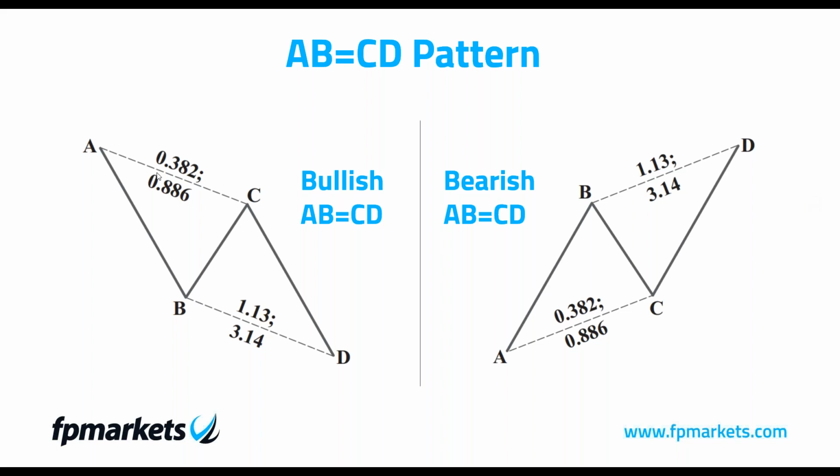So look, as I said, the A to B leg and the C to D leg should be of the same length. That's key. Once we have this, we can then look at applying the Fibonacci structure. So the retracement, I'm going to focus on the bullish AB equals CD for this. The retracement from B to C is important.